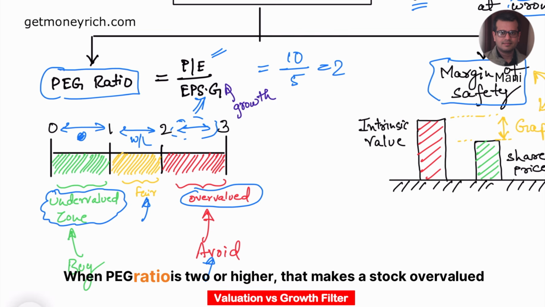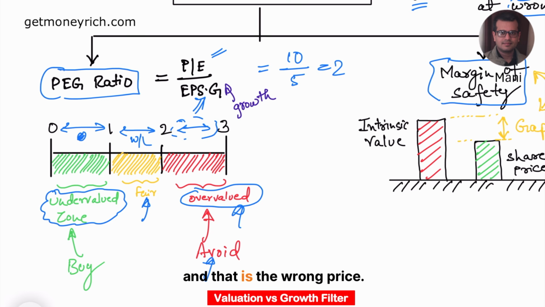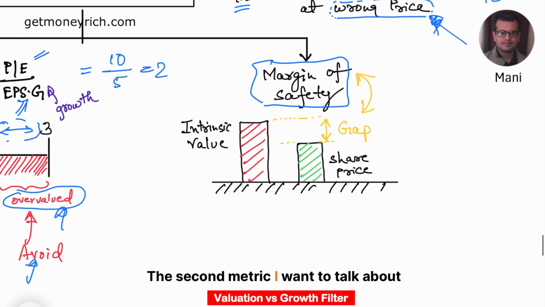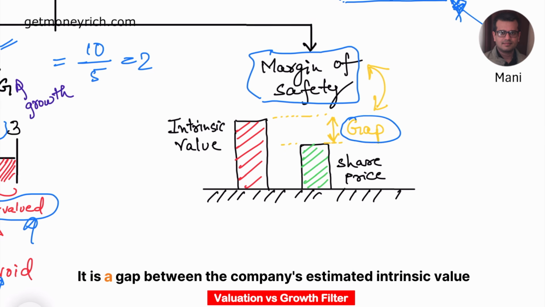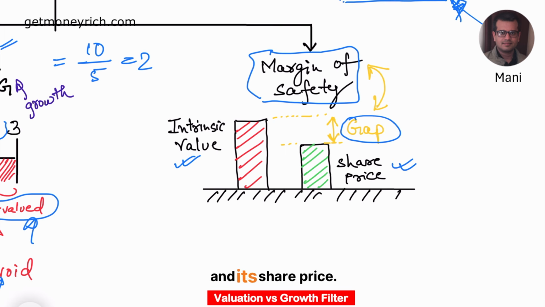When the PEG ratio is 2 or higher, that makes a stock overvalued, and that is the wrong price. The second metric I want to talk about is the margin of safety. The margin of safety is basically a gap between the company's estimated intrinsic value and its share price.